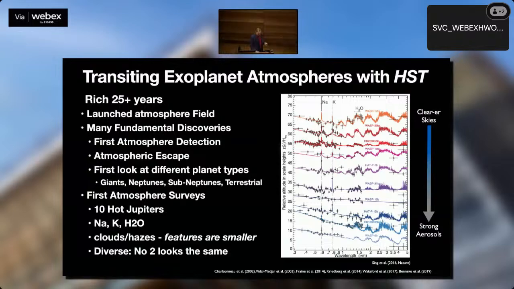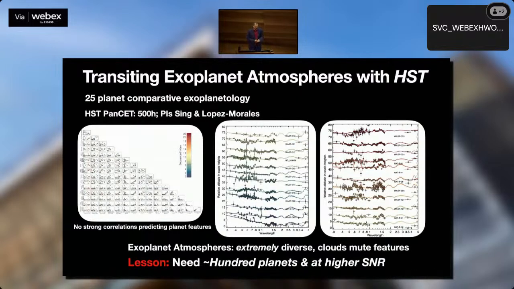All right, so let's fast forward to more recently. Let's look at the whole 25 planet comparative study. This is from the HST PanSet survey. And now we have a full, rich set of 25 planets. These are all hot Jupiters. And when you do comparative planetology, you want to try to correlate a lot of the spectral features with known parameters such as equilibrium temperature or planet mass or radius.